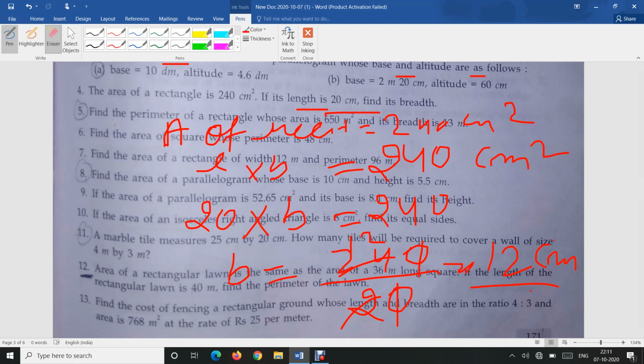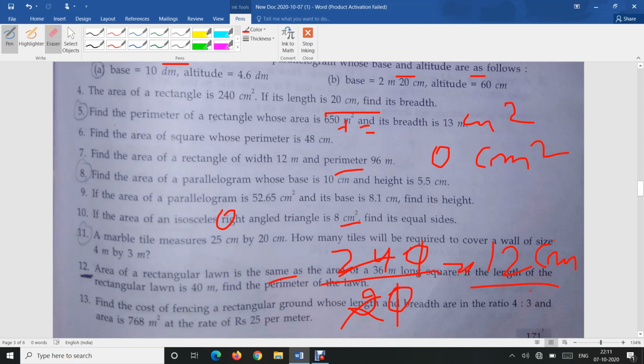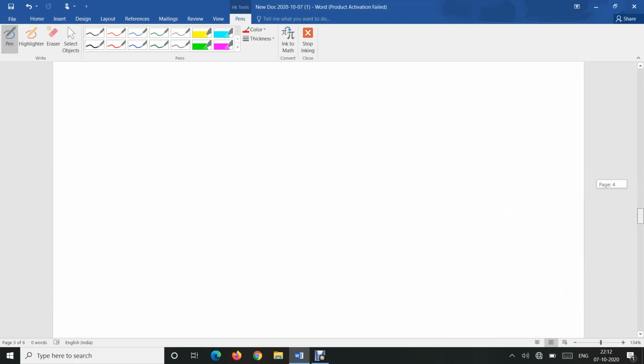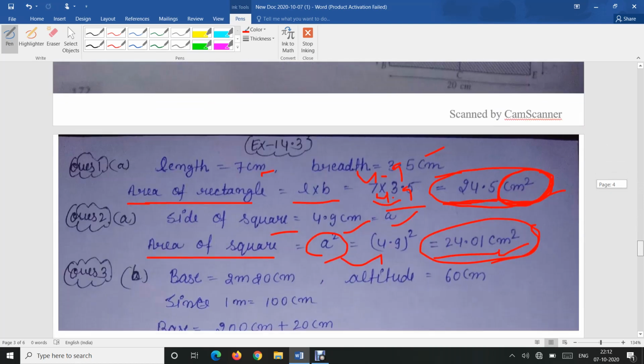Now let's see the next question, which is question number 5. The question number 5 is saying that find the perimeter of a rectangle whose area is 650 meter square and its breadth is 13 meter. You have to find the perimeter of a rectangle. Area is given, also the breadth is given.